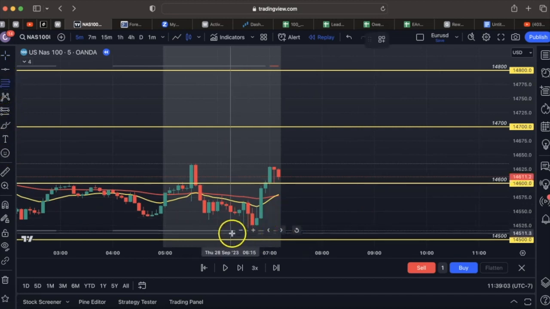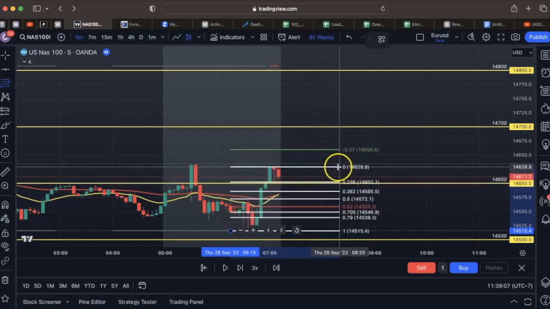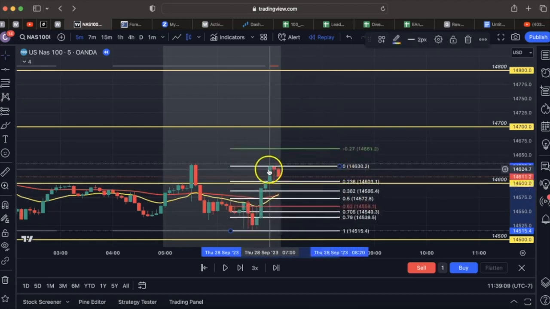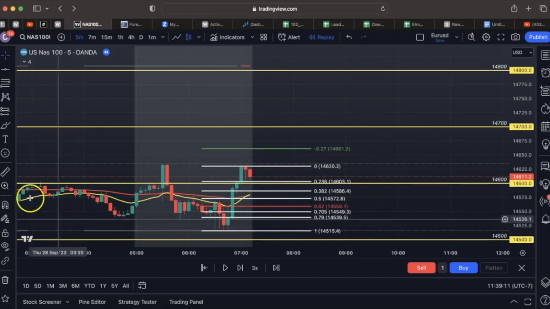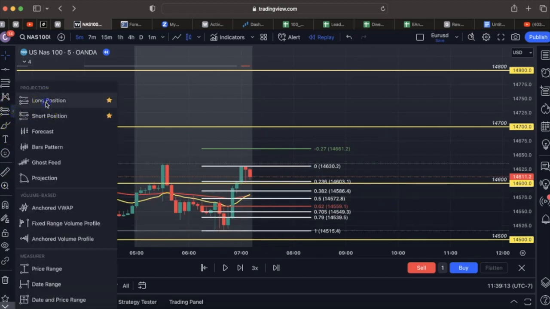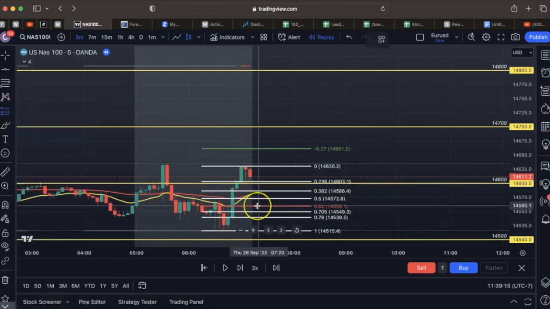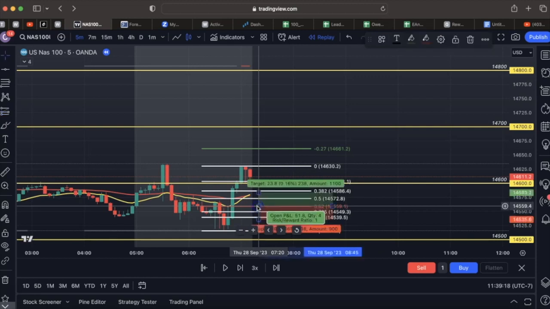So I'd go the opposite direction though. I'd go from the low first. Then I'd go to the high right here. Right there. And then I would have my pending order set. So I'd do a buy limit right here. And you guys can also have multiple orders.